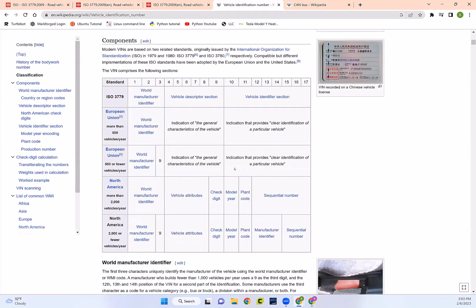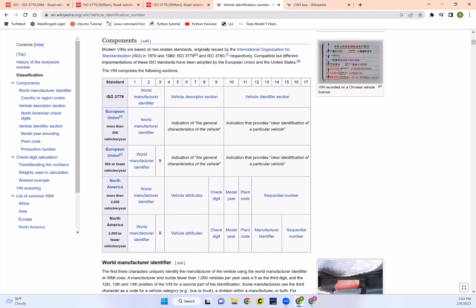Wikipedia is not always the most accurate source, but sometimes they'll have some good information. So with your standard VIN, you've got your 17 digits, and based on the ISO 3779 standard, this is what it should look like. So you're going to have your world manufacturer identifier, the vehicle description, and then the actual vehicle identifier itself. North America, if you're in North America, you have 2,000 or fewer vehicles per year. This is the type of format that you should be utilizing.